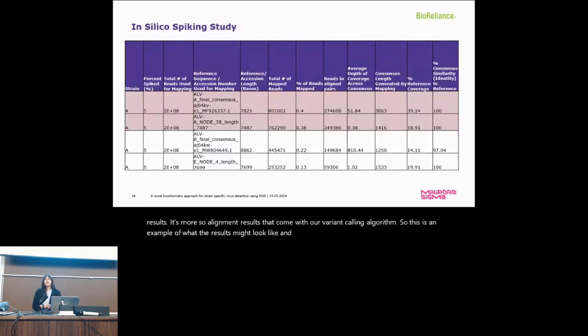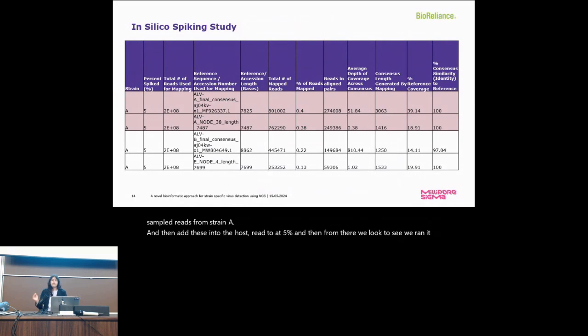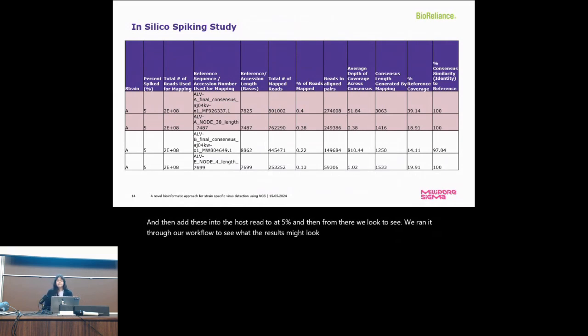And so we conducted a small study because we wanted to validate this procedure. We took just sequence data of the host, and then we subsampled reads from strain A and added these into the host reads at 5%. Then we ran it through our workflow to see what the results might look like. And we were able to come up with this criteria for evaluating the potential hits.